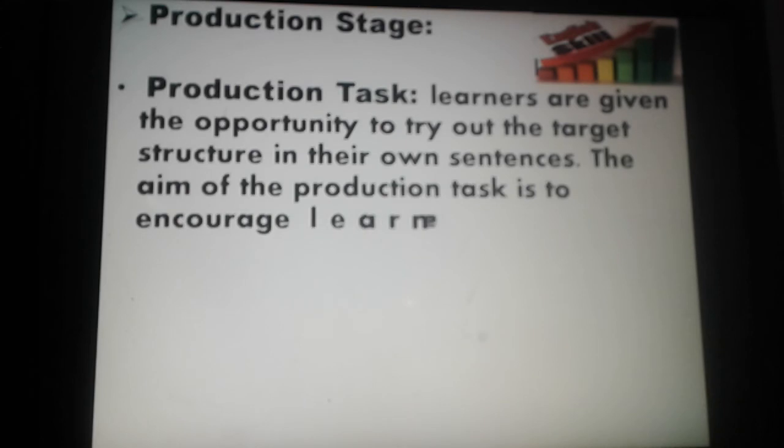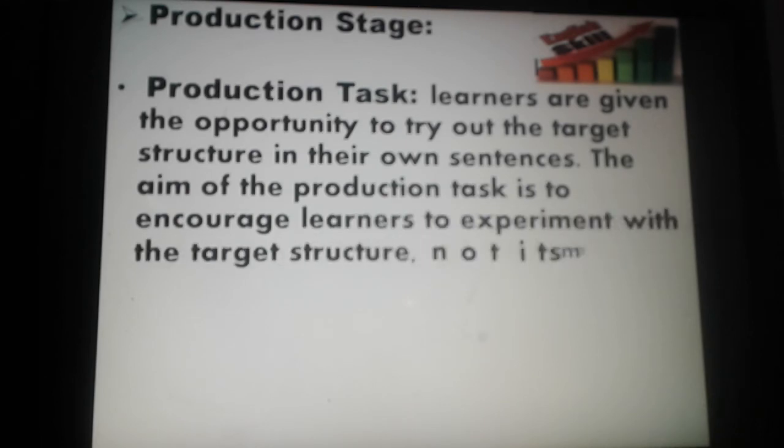Here in the production stage, the teacher gives the opportunity to students to produce this rule, to produce new sentences using this rule. In production tasks, learners are given the opportunity to try out the target structure in their own sentences. The aim of the production task is to encourage learners to experiment with the target structure, not its mastery.